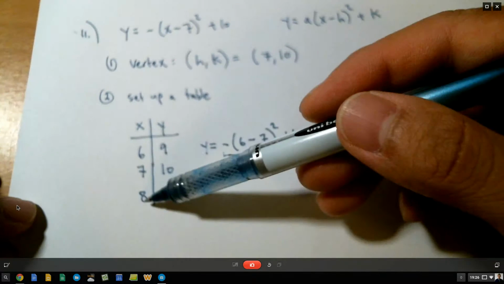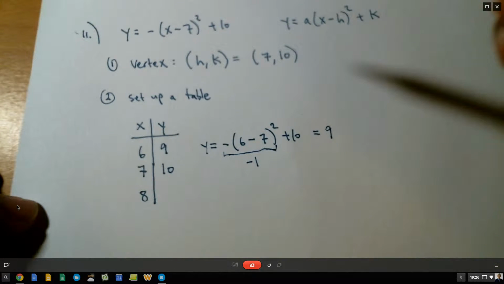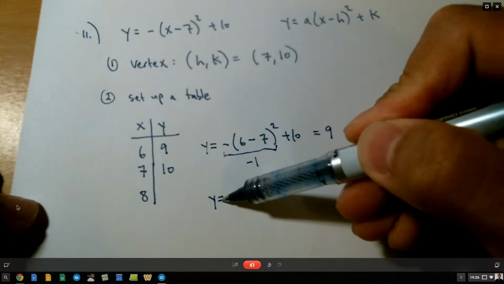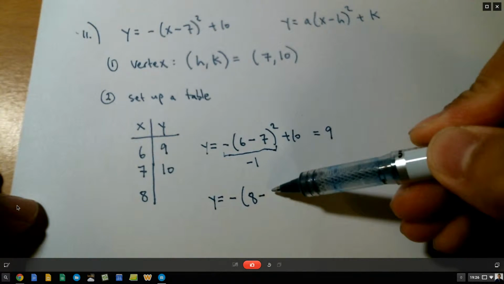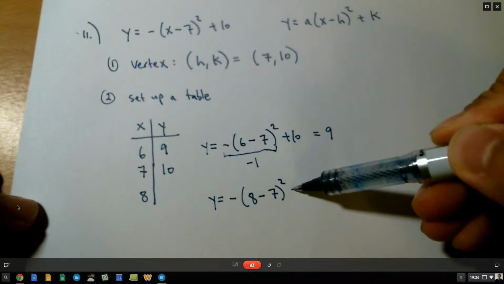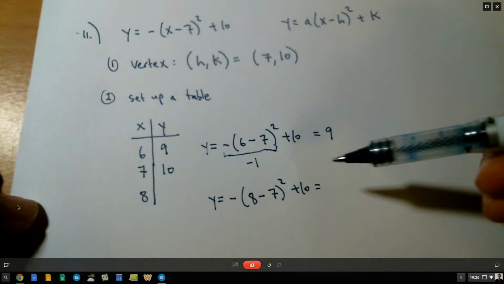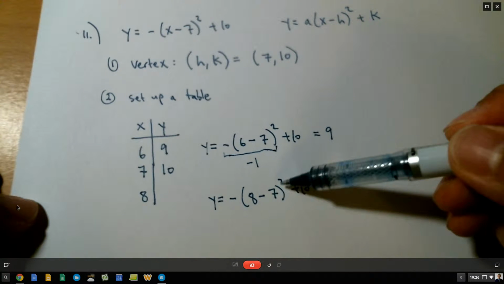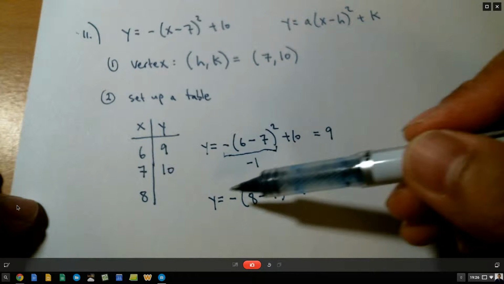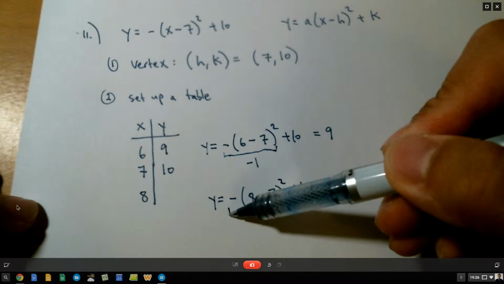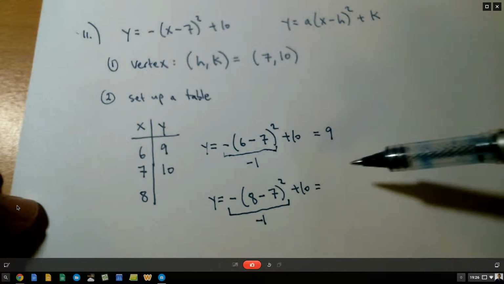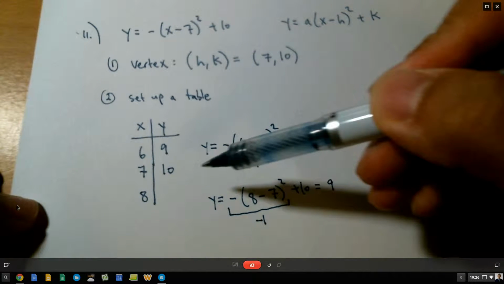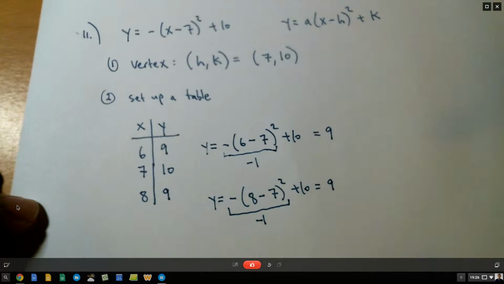And now let's plug 8 into our equation. So y is equal to negative parentheses 8 minus 7 squared plus 10. 8 minus 7, 1. 1 squared, still 1. Distribute the negative, so this whole thing becomes negative 1 again. Plus 10, you get 9. So when x is 8, y is 9.